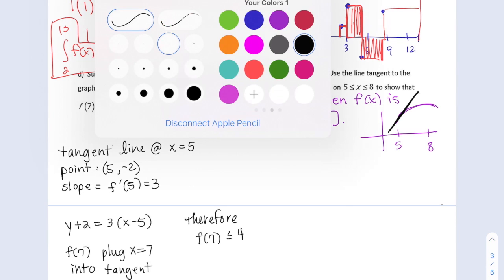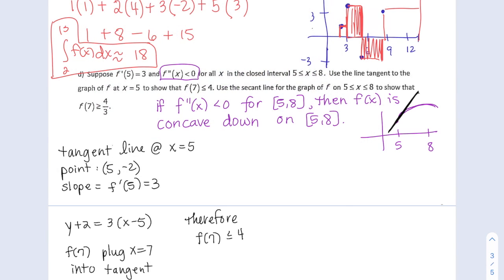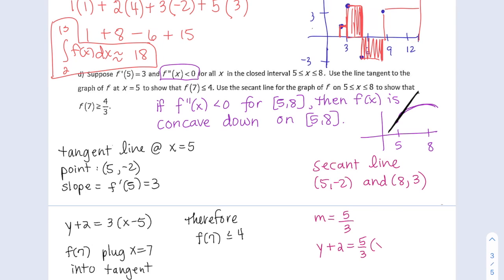Okay, the second piece, I'll change colors here for the second piece, in red. The second piece says find the secant line. So we want to use the secant line on 5 to 8. So I'm going to use the points (5, -2) and (8, 3). I'm going to write my secant line. So my slope is 5 over 3. And for my equation, I'm just going to use one of these two points. It makes no difference which one. So maybe I'll do y plus 2 equals 5/3 times (x minus 5). So I used the first point.